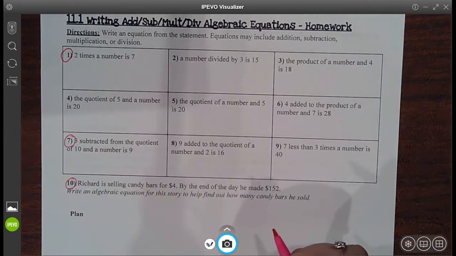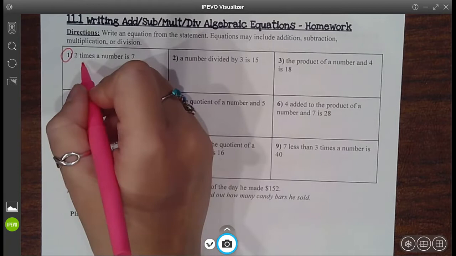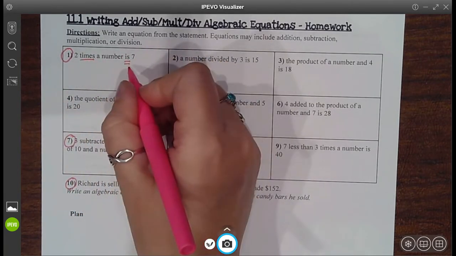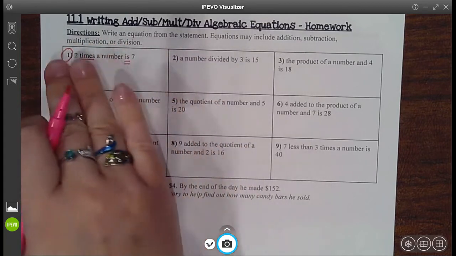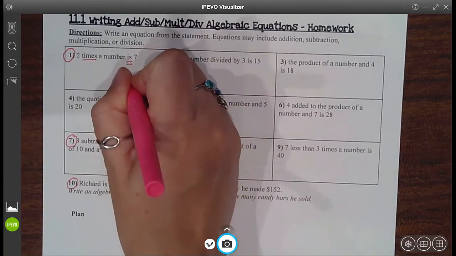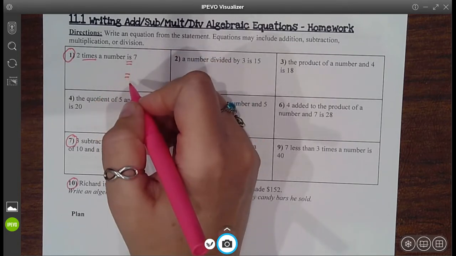Okay, so first off, I like to underline the important words here. So you have times, and then wherever I see is, I like to underline it twice. That way it kind of separates one side of the equation from the other. And is means equals. So that's why I underline it twice. It even looks like the equal sign.